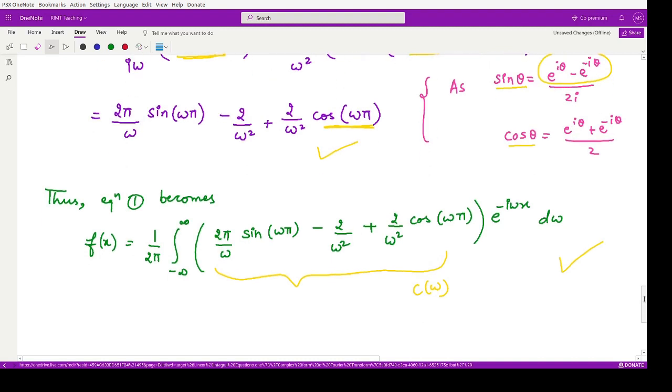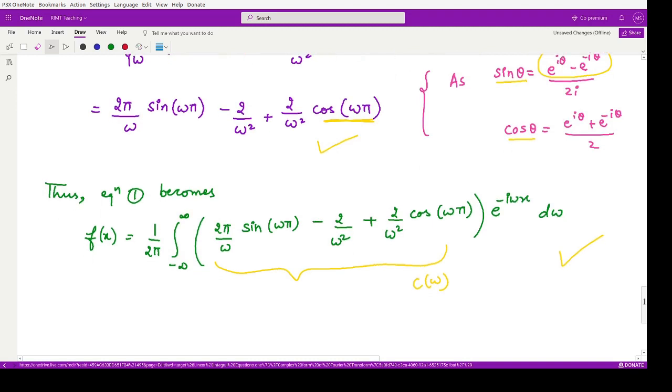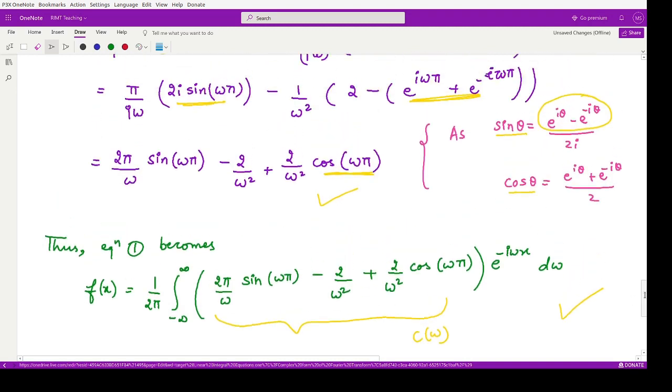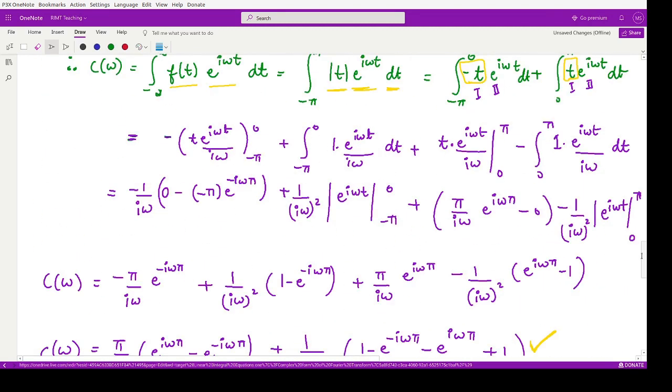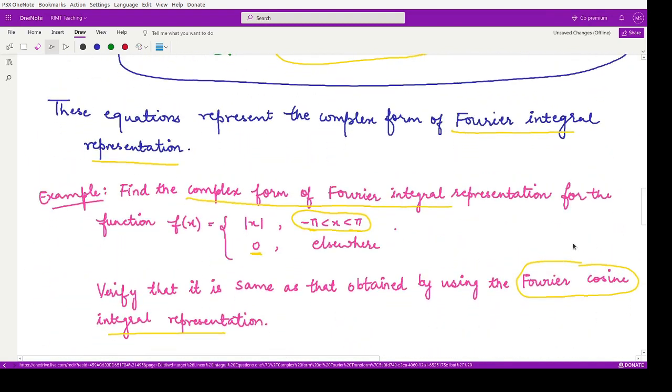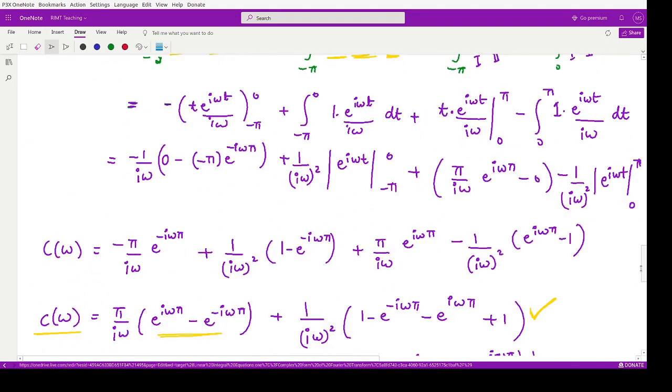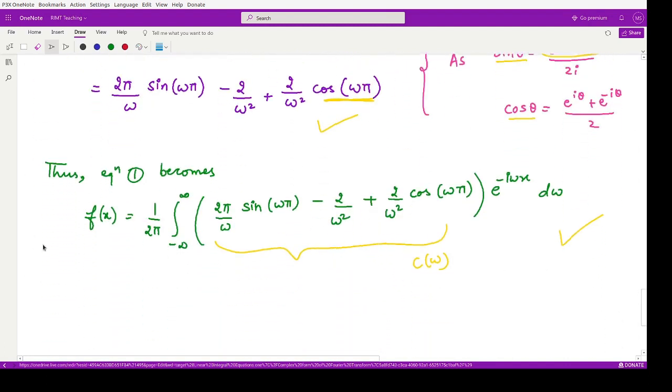So similarly you can check it for the cosine terms. So I think that you can do by yourself. You can check the Fourier cosine integral representation of the function. That will also come out to be this same expression. So I think it is clear to you all.